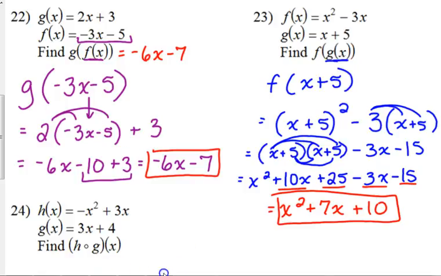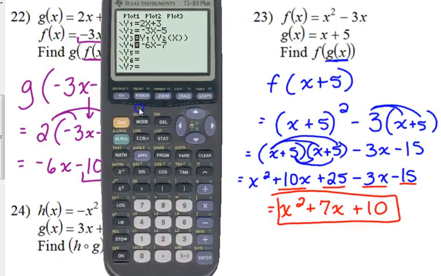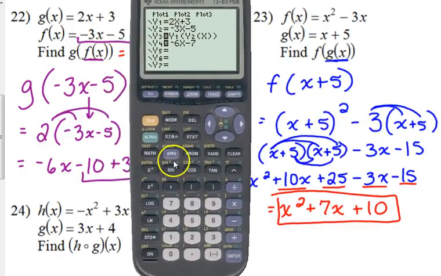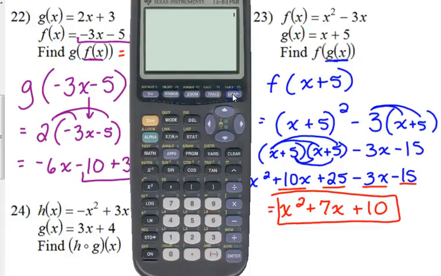So I can check it. Now, if I didn't clear everything out of my calculator, all I have to do is replace my y1 with my first function, my y2 with my second function. I can leave y3 the way it is, and then in y4, I need to type in my function, x squared plus 7x plus 10. And deactivate y1 and y2 again, and then look at my table, make sure all my y values match, and they do.